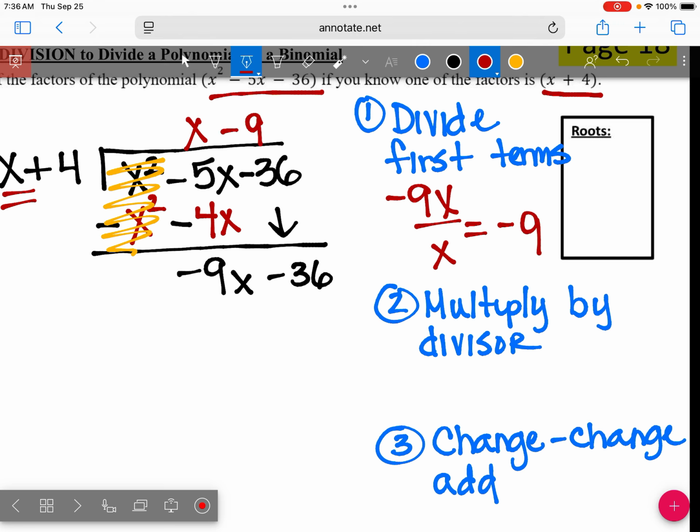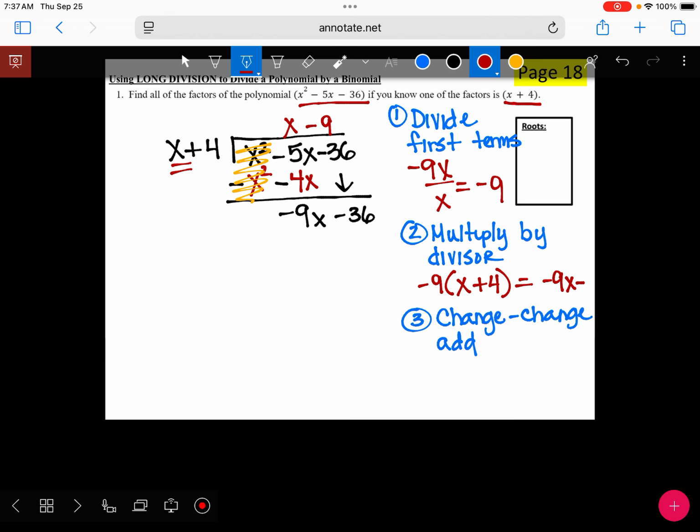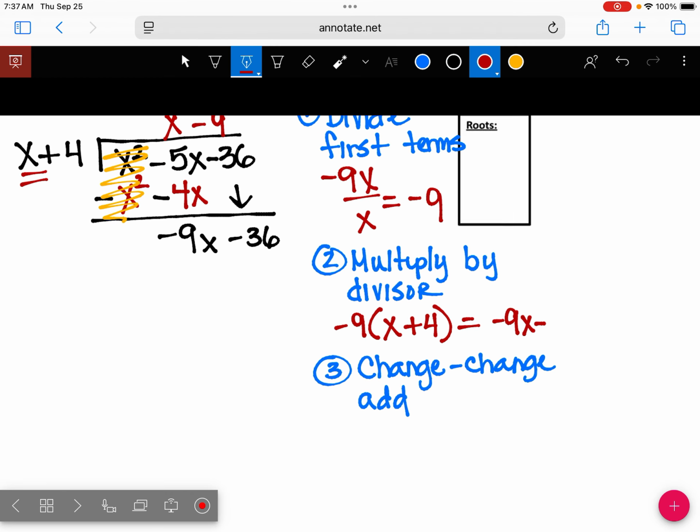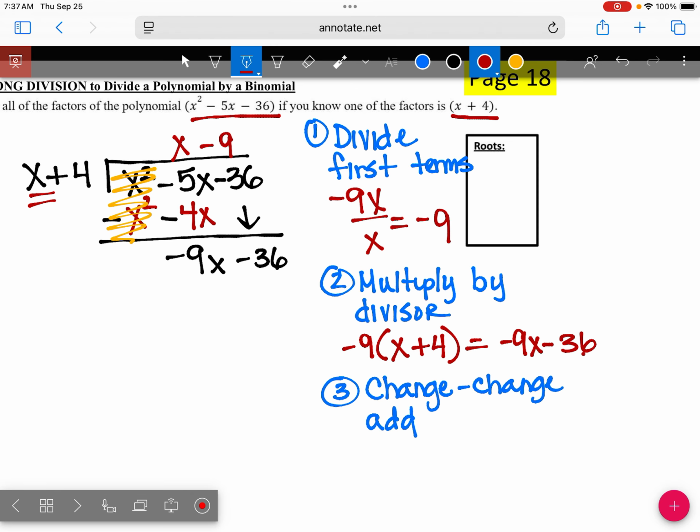Now we're going to take that negative 9 and multiply it by x plus 4. Go ahead and do that. That's going to give you negative 9x minus 36. So I'm going to bring that over. What happens to the signs? They flip. So change. If you do it right, you should always end with 0.